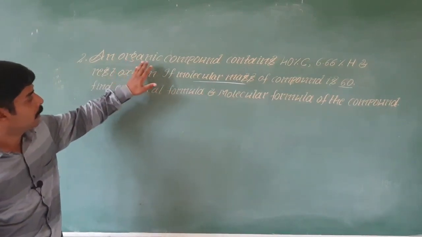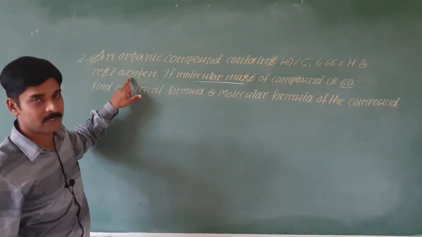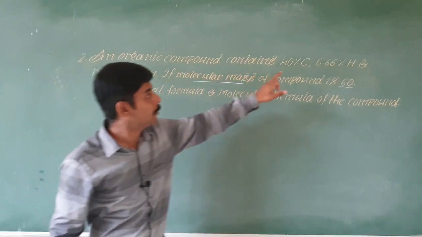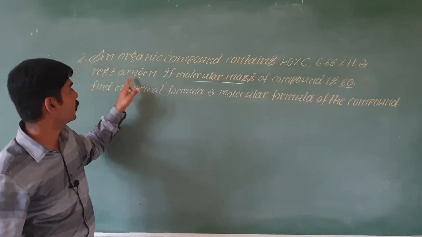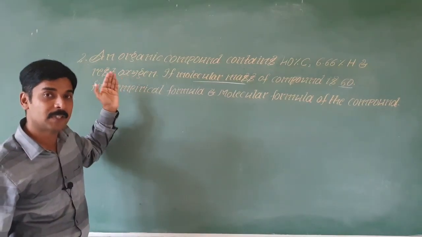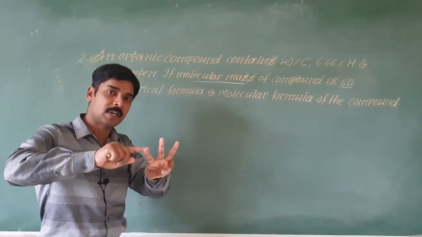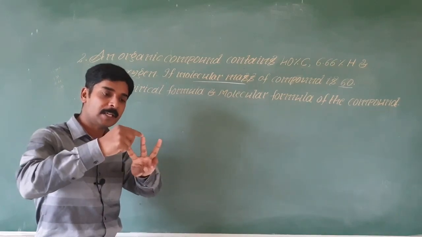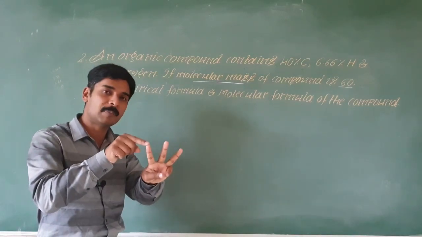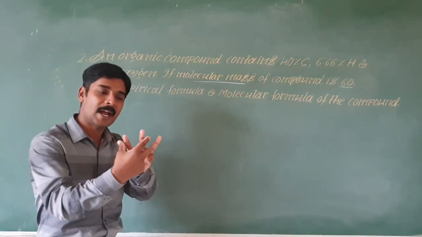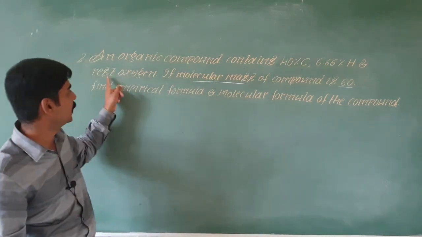So in this case, the organic compound contains carbon, hydrogen and oxygen, but the percentage of carbon and percentage of hydrogen is given, and the percentage of oxygen is not given. So first you must find the percentage of oxygen. When you add the percentage of all these three elements, you must get 100. So since you know the percentage of carbon and hydrogen, add these two and subtract from 100. So you will get the percentage of oxygen.